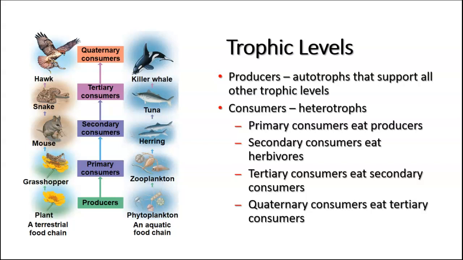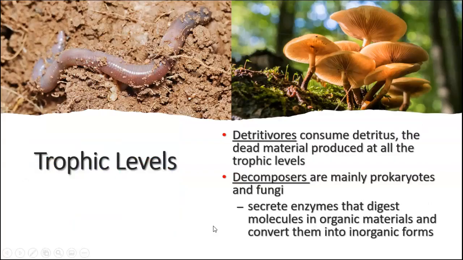And so just so you know, this is all the series of the feeding patterns. The trophic levels would be the feeding patterns within the ecosystem. We also have, in the trophic levels, detritivores. Detritivores are organisms like the earthworm here that consume the dead material that's left over at all the different trophic levels. And then we also have decomposers.